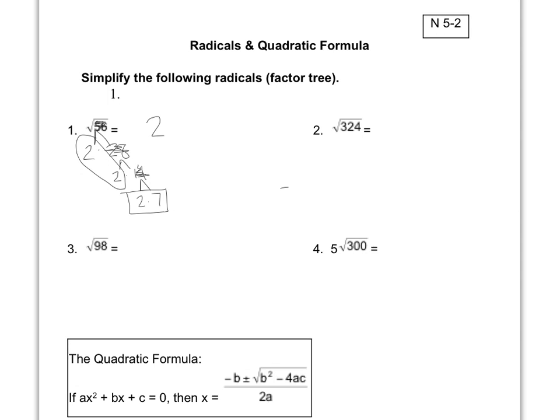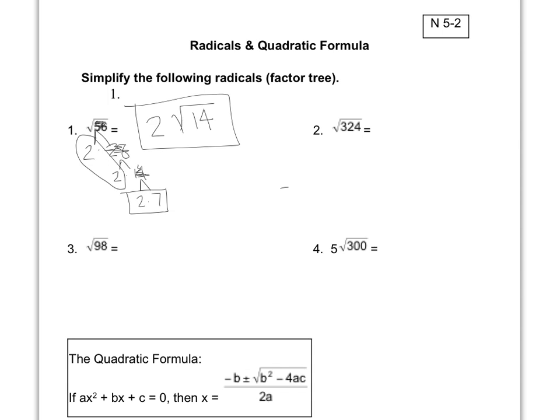I'm going to bring out a 2 because I have a pair of 2's. Square root of 4 is 2. And then under the radical, we'll have left 2 times 7, which is 14. Those should be equal. So if you typed in square root of 56 on the calculator and 2 square root of 14 on the calculator, it should give you the same decimal.